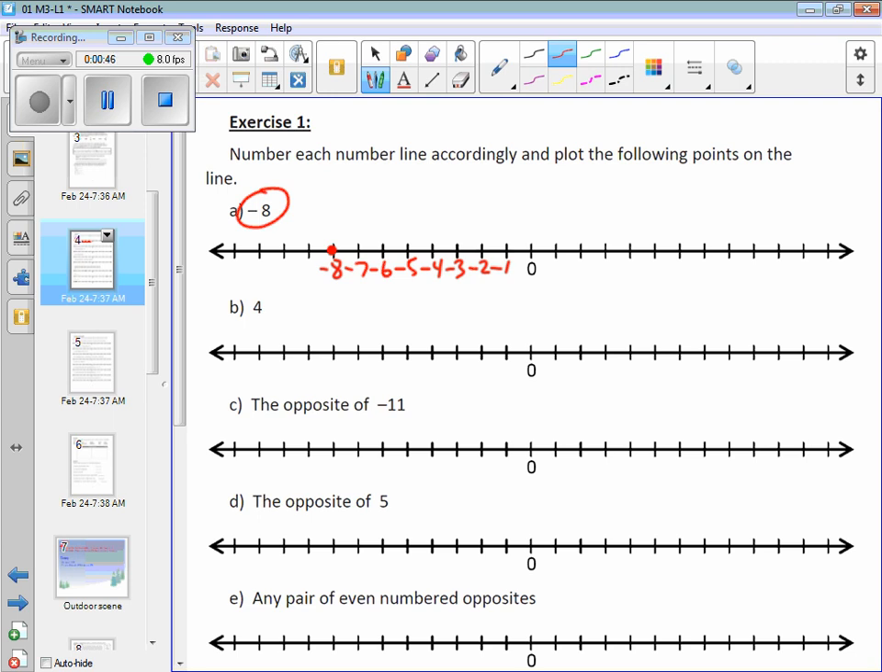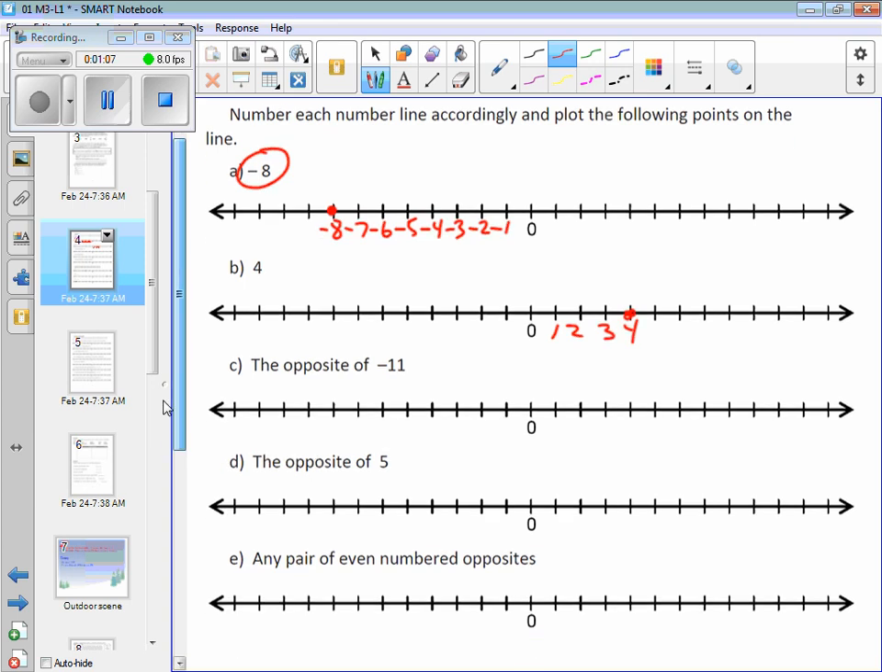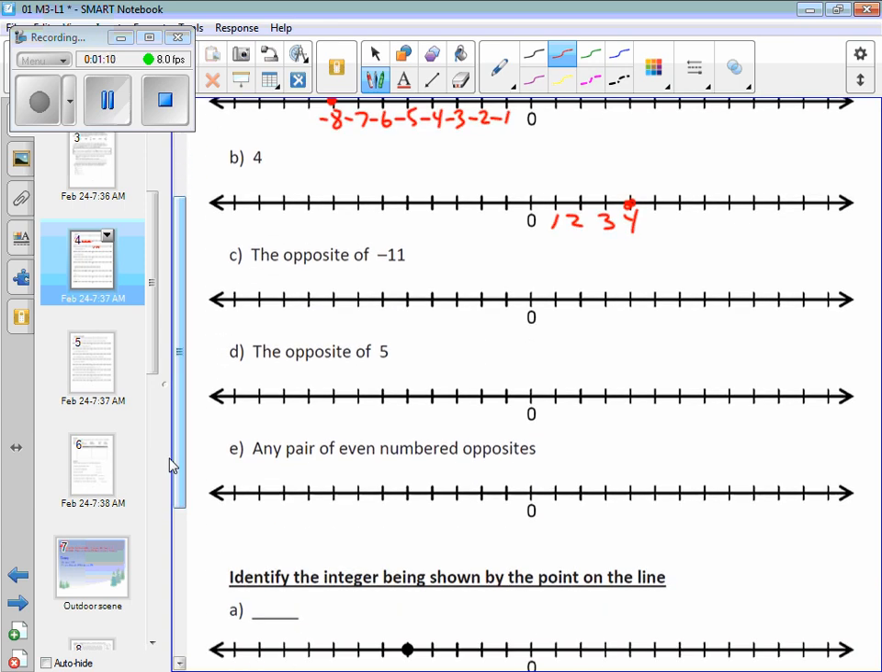Once you understand that idea, you're pretty much just going to follow through with that concept through the remaining exercises. So here's 4, make a point. Notice for A and B, it doesn't mention anything about opposites. They just want you to plot that integer. When you get to C, they're not asking for -11. They're asking you to plot the opposite of -11, which is plain old normal regular 11. So I'm going to label my positive side and make my point at 11. And make that dot big enough so we can see it.